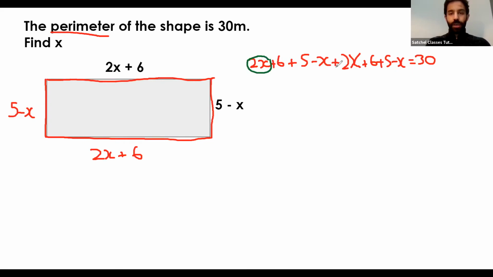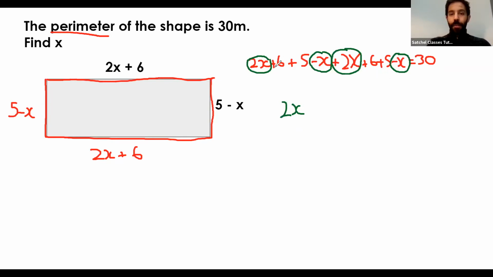I've got 2x, I've got negative x, I've got positive 2x. Notice how I'm including the signs with the terms as I circle them. That way it will be a lot easier to collect your like terms. So 2x minus x is just x, plus 2x is going to give us 3x, minus x is going to leave us with 2x. So once again, 2x minus x is just x, plus 2x is 3x, minus x is 2x.